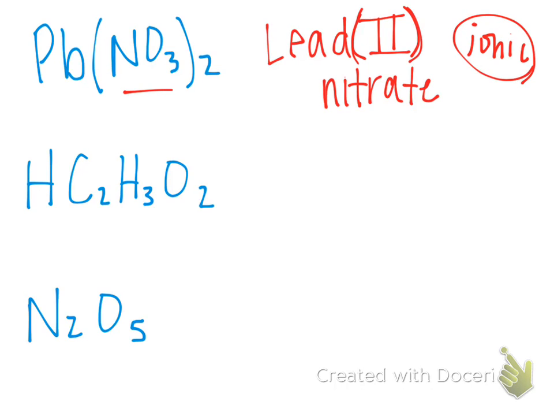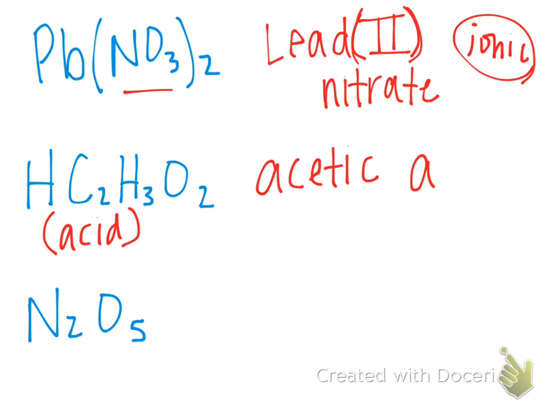Okay, second one, ionic, covalent, or acid? This one is an acid. Anyone want to try to volunteer its name? Yeah, John? Acetic acid. Good. Not that you would know how to pronounce that, but that's okay. Acetic acid is what vinegar is made out of. Acetic acid smells like vinegar. Vinegar is just watered down acetic acid. Now you can go home and tell your mom, can I have some acetic acid? I need to clean something.